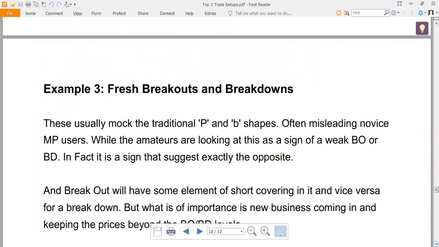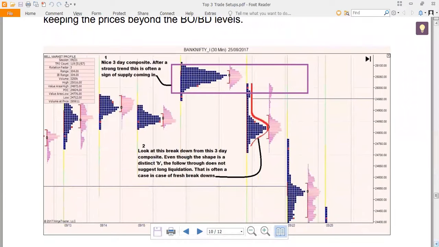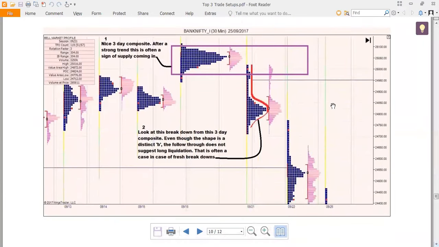Then there is the fresh breakouts and breakdowns. So usually when a person starts out with market profile, he gets hung up on different day types, profile shapes. James Dalton has given us the P and the B shapes, so they were very popular. But what do they exactly tell you?